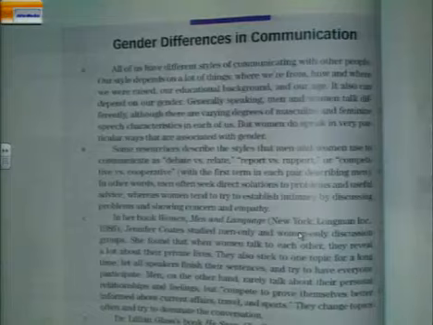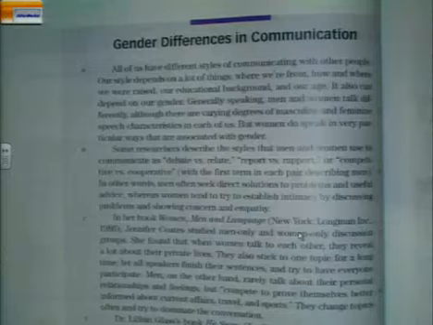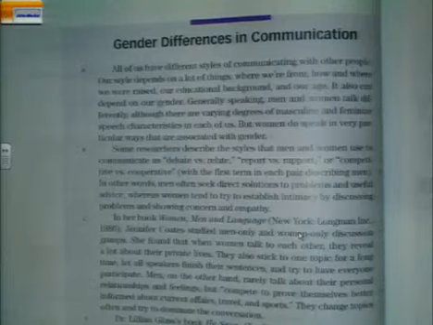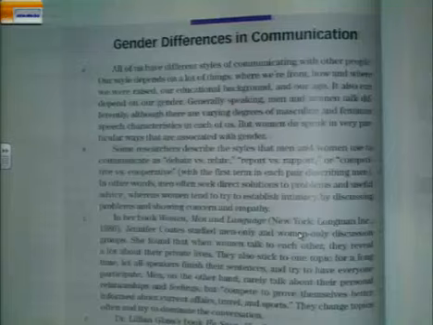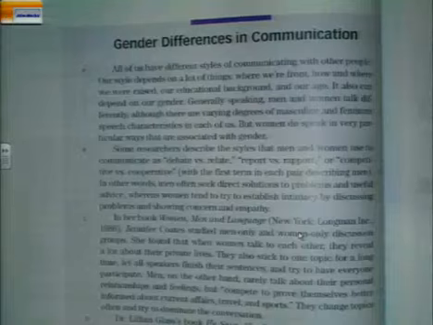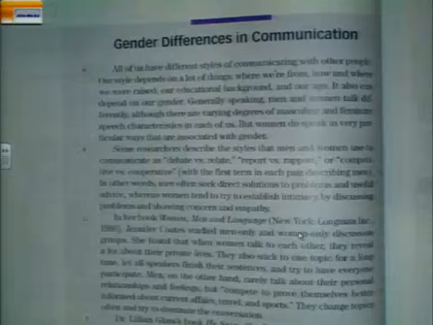Now, this is the idea here. This is the connection with our chapter here. Generally speaking, men and women talk differently. Although there are varying degrees of masculine and feminine speech characteristics in each of us, women do speak in very particular ways that are associated with gender. Right, so women have their way of talking.